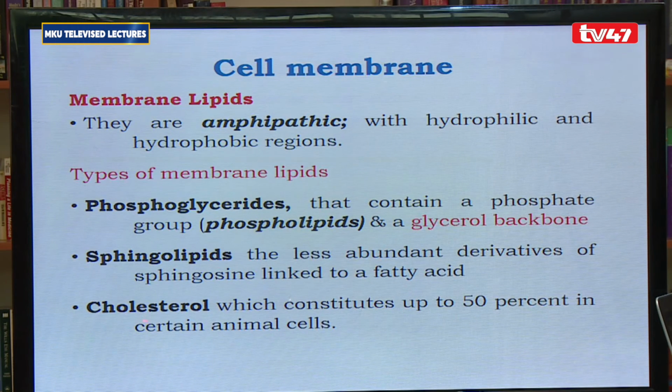Again, cholesterol is made from a steroid or a sterol, and it has a very different structure from these other lipids. And it's in fact 50% of certain animal cells is made of cholesterol within the structure. And this is why we are sometimes told cholesterol is not good in high amounts in our nutrition, although the body already synthesizes cholesterol.